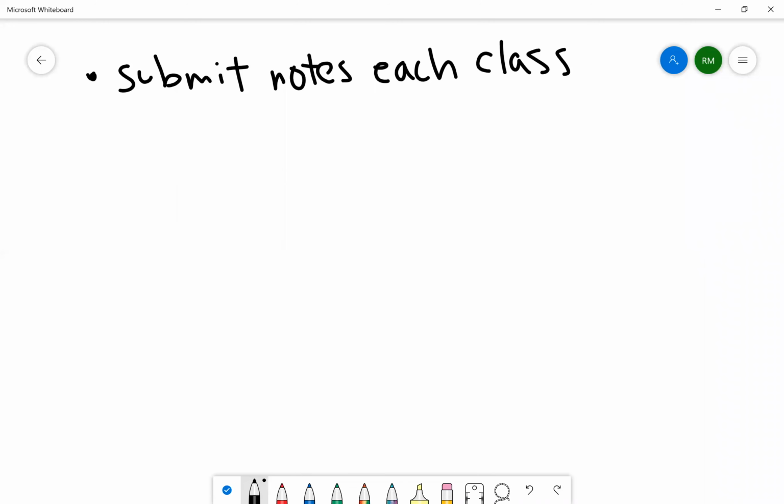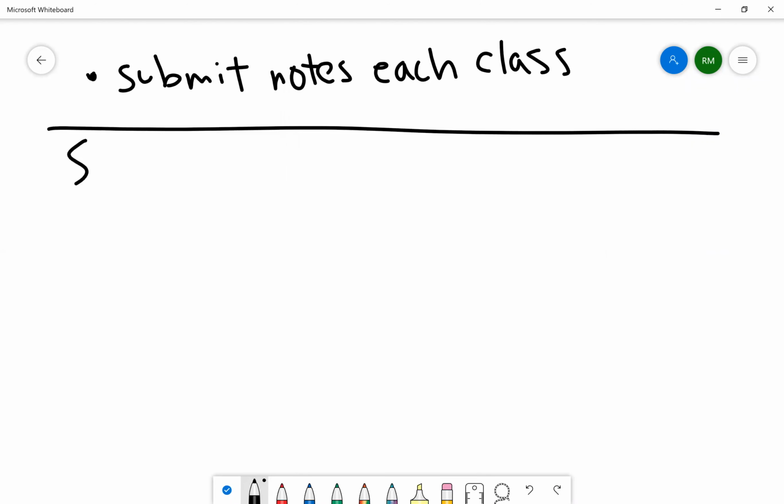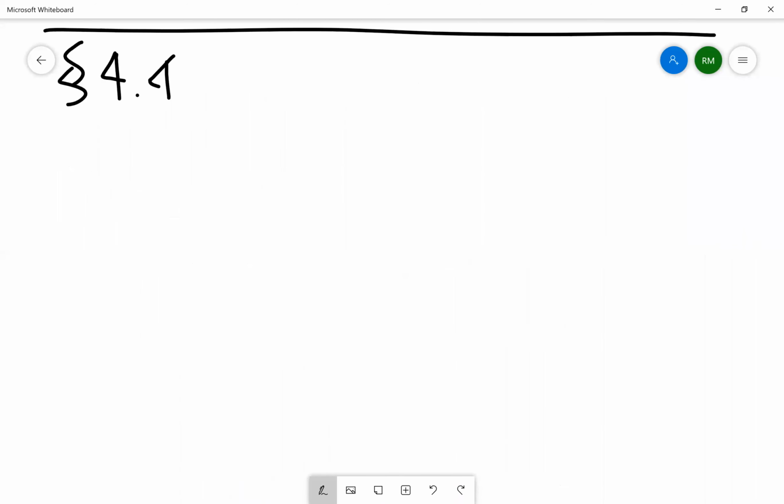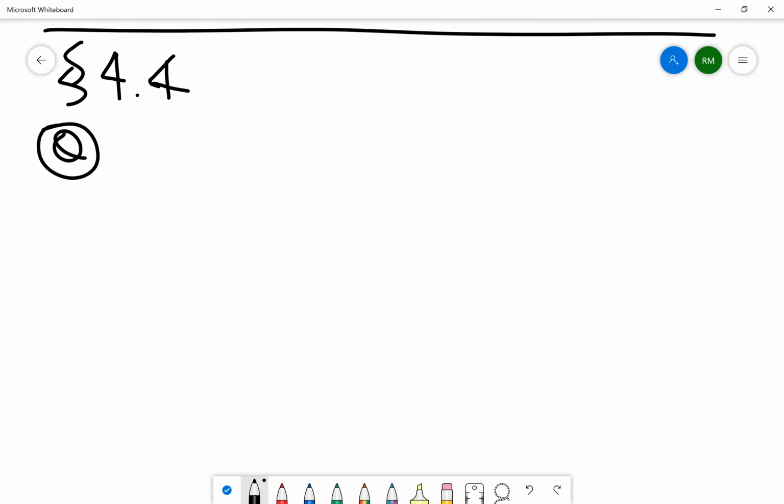All right, so what are we talking about today? Today, we're going to talk about section 4.4. So what is this section about? This section is going to talk about representing vectors with a different basis. All right, so let's start with a question, and then we'll go from there.